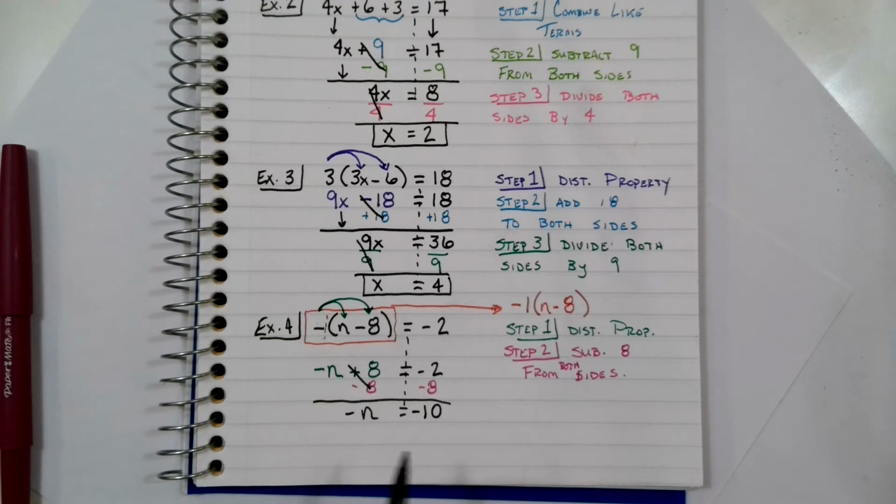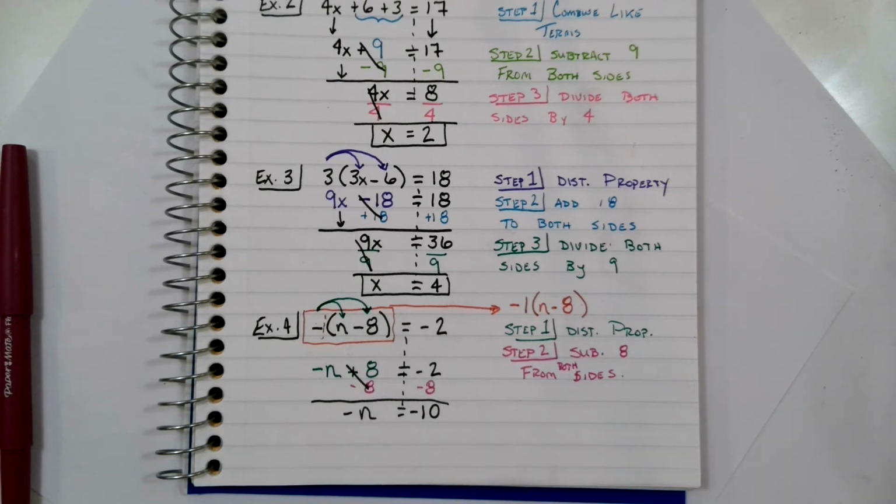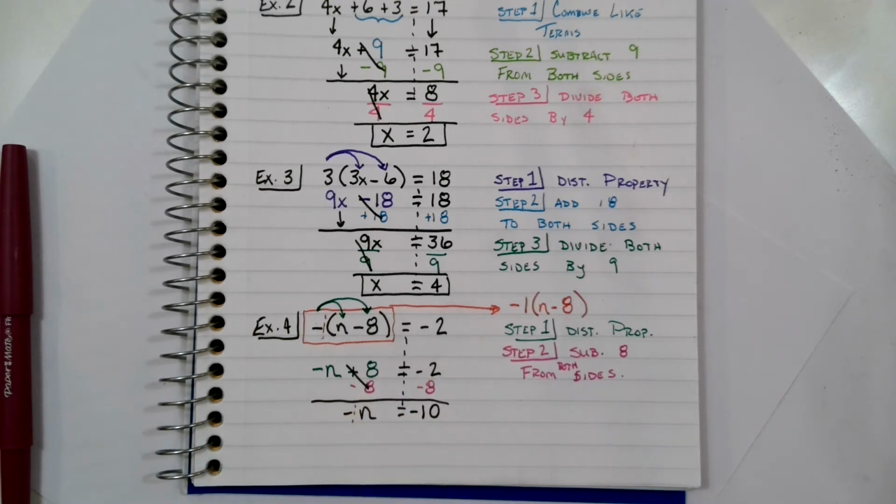Now, I have seen in the past, students stop here. They say, oh, negative n, I'm done. You're not done. This is a negative n. We cannot have a negative variable. This kind of goes back to what I showed you all right here. This is the same as negative 1n.